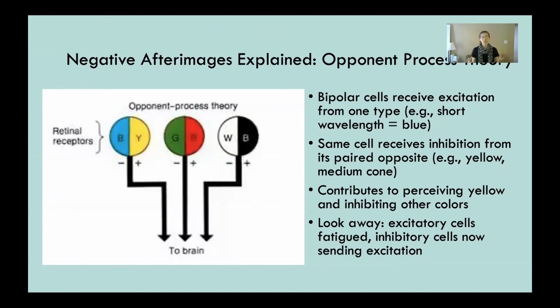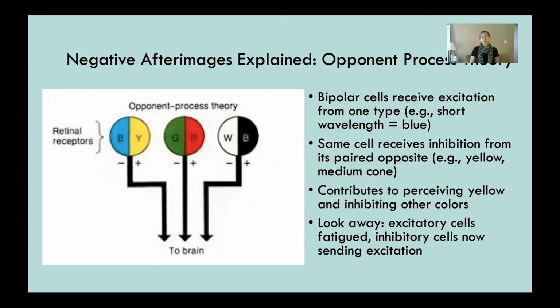And then when you look away, your receptors were now fatigued, and so the inhibitory signals take over. Blue was being inhibited, but now your receptor is kind of tired of inhibiting blue and sending yellow, so it does the opposite. It inhibits yellow and sends blue, and that's why you saw the blue square with white stars.